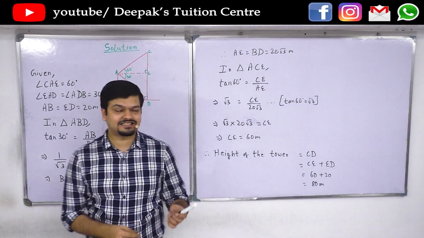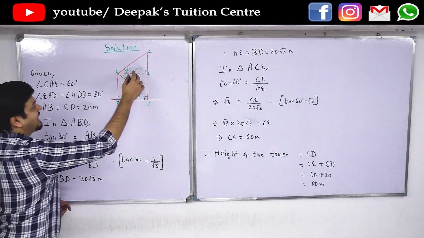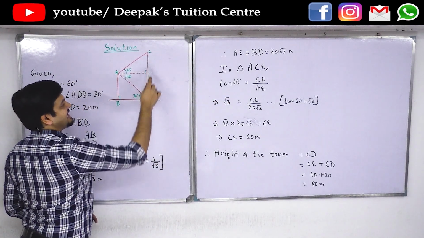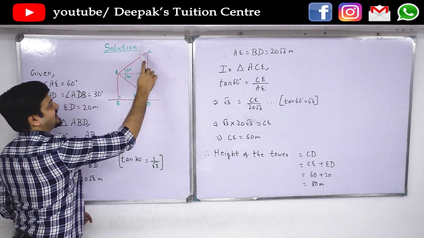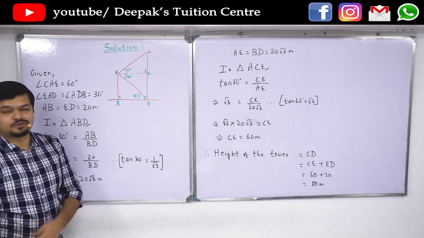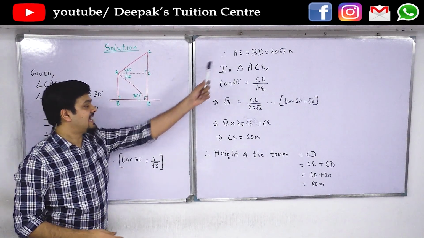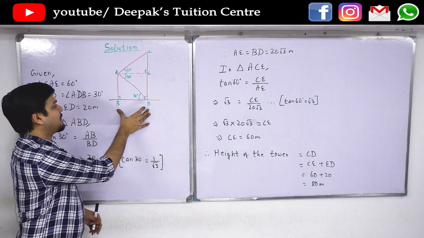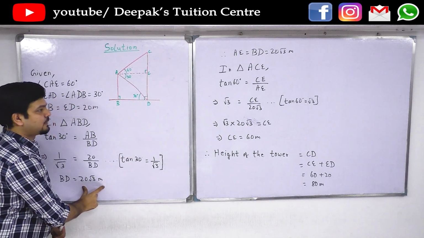Now in the second triangle, tan 60 is equal to perpendicular, that is CE, by base, and since AC is the hypotenuse, therefore AE is the base, but I do not know the value of AE. So I first calculated the value of AE. AE is obviously equal to BD. Opposite sides of a rectangle are equal, which is equal to 20 root 3 meters.